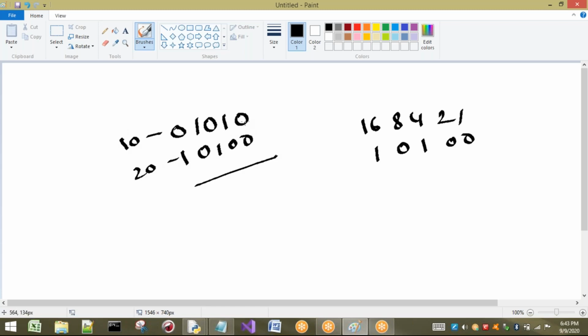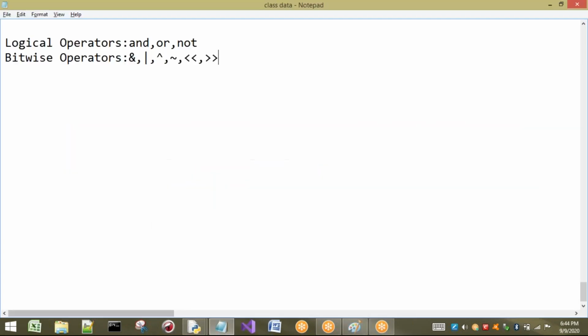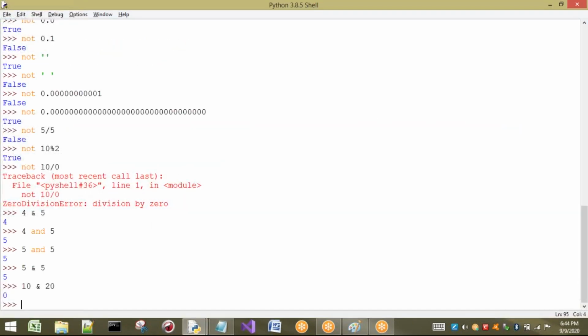So now see, 0 0 0 and 0 0 0 and 1 0 0 and 1 0 1 and 0 0 0 and 1 0. All values are 0, so the result is 0. So we got 0 here. Okay, that is the case. So this is what we can say is the AND operation, that is bitwise AND. So here every individual bit of the value will be evaluated with another one.